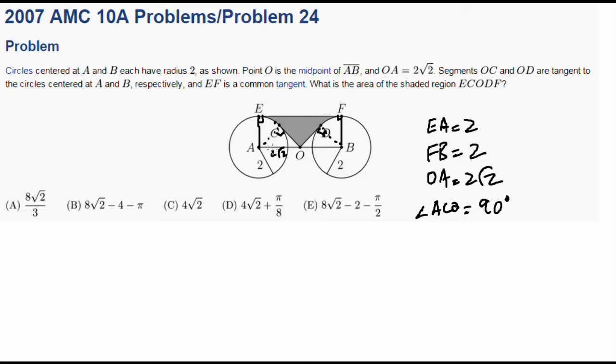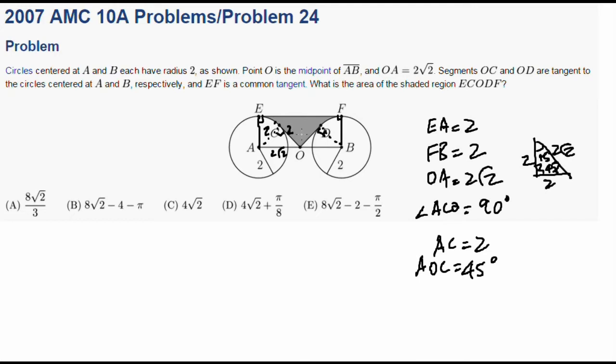EA is 2, and since the radius is 2, AC is 2 as well. And since this is a right angle, 2 and 2 root 2, this should be 2 as well. Since if you have a right angle and this is 2 and this is 2 root 2, this should also be 2. And then that means this is 45 degrees because the legs are equal. Okay. So that means AOC is 45 degrees.